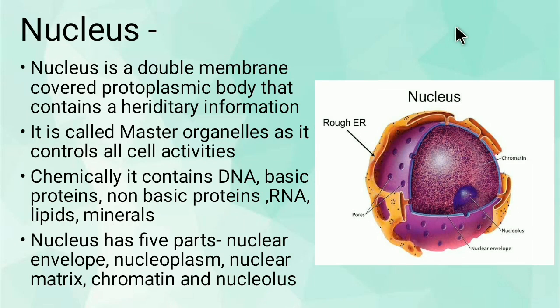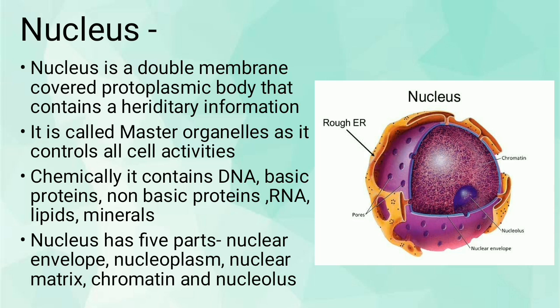Nucleus. The nucleus is a double membrane-covered protoplasmic body that contains hereditary information. With the help of grafting experiments on Acetabularia, Hammerling proved that the nucleus is a storehouse of hereditary information. A cell usually contains a single nucleus. However, binucleate, trinucleate, and multinucleate forms also occur.